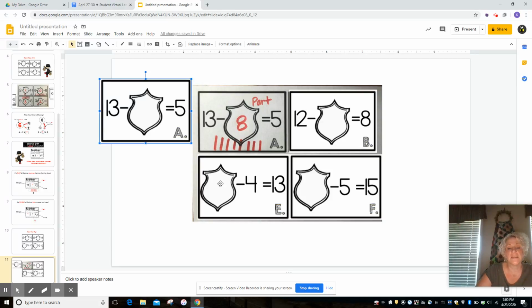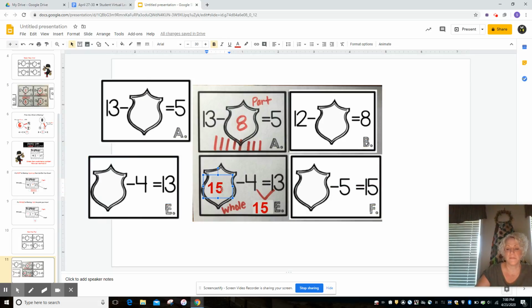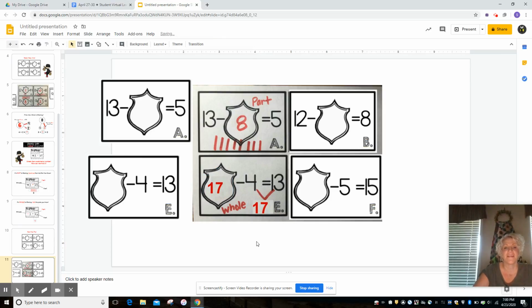Right here it says something minus 4 equals 13. I'm missing my whole. So I'm going to add 13 and 4. Oh, goodness. You know what? Miss Harris had that wrong. I made a silly mistake doing these problems too fast, so I can fix that. As you can see, I didn't know my whole, I knew my parts. So I made a little number bond here and did 13 plus 4 equals 17. So my whole that's missing is 17.